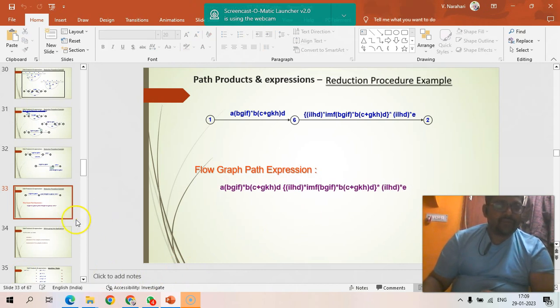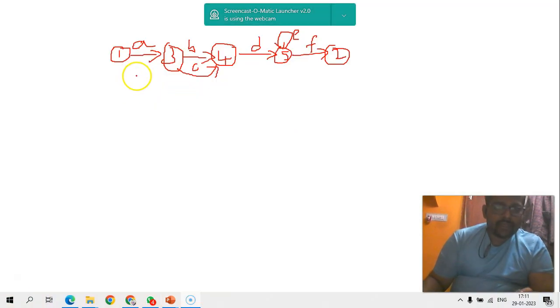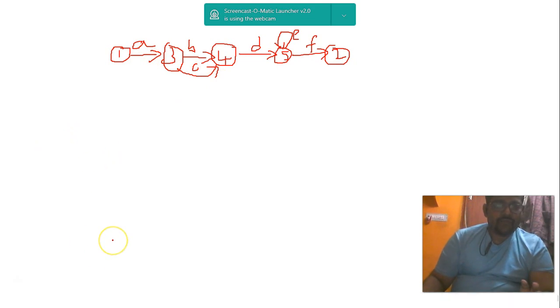If time permits, I will take one more example. Here I have taken one control flow graph which consists of 5 nodes. So 1 to 3, 3 to 4, 4 to 5, 5 to 2. So I have to reduce this particular control flow graph between 1 to 2.